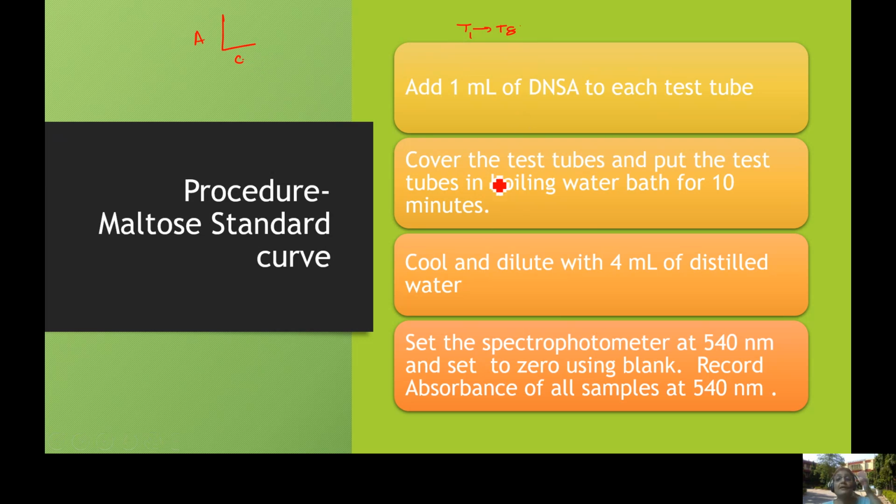So what we are doing here is trying to measure the absorbance of different dilutions of maltose solution. You know how maltose reacts with DNSA. Varying concentrations of maltose will give you different concentrations of reduced DNSA, 3-amino 5-nitrosalicylic acid, which will give you different absorbance. We use that, as I said, to plot the maltose standard curve.